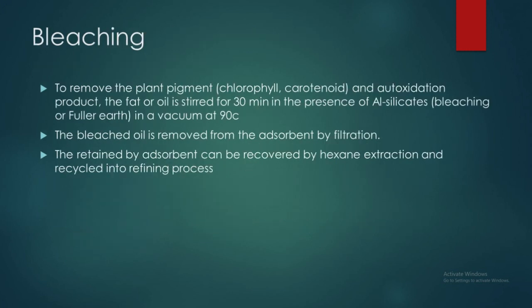The next part is bleaching. To remove the plant pigment and auto-oxidation products, the fat and oil is stirred for 30 minutes in the presence of silicate in a vacuum at 90 degrees. The bleached oil is removed from the adsorbent by filtration. The retained adsorbent can be recovered by hexane extraction and recycled into the refining process.